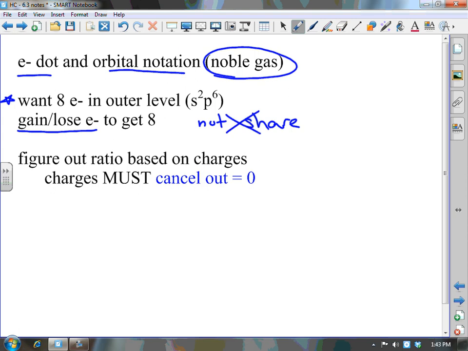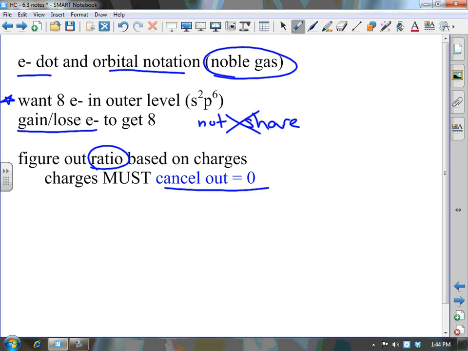So what ultimately is our goal? Our goal is to figure out what is the correct ratio of every element so that the charges cancel out. Everything equals 0. The positives are canceled out by the negatives. The negatives are canceled out by the positives. Because again, we're not sharing to get 8. Something's got to lose, something's got to gain, and they need to offset each other. Okay, so we have a net change of 0, or a net value of 0.